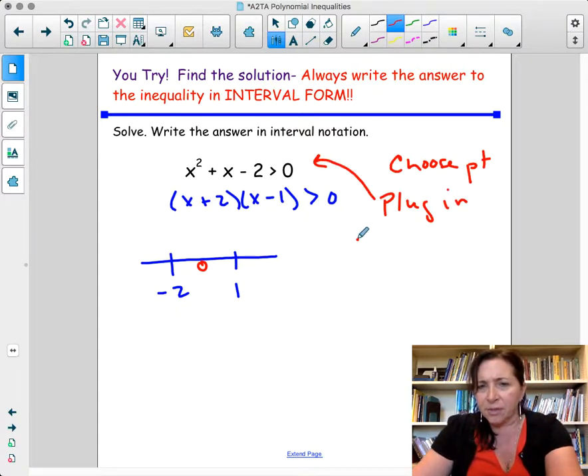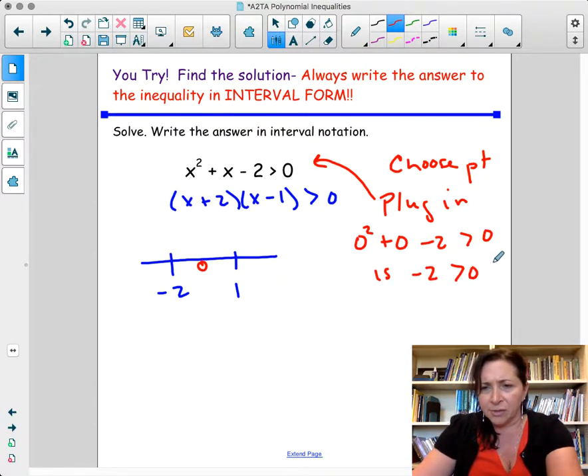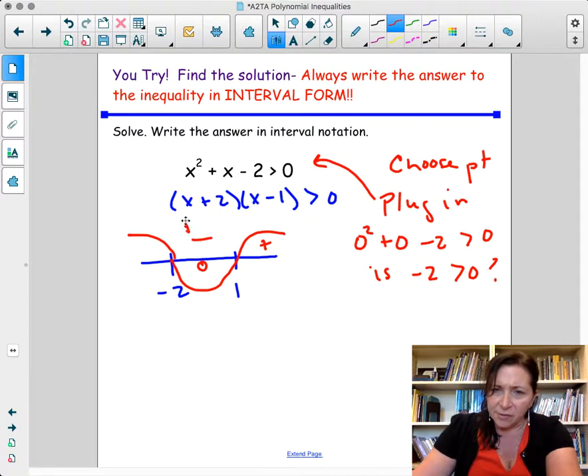I get 0 squared plus 0 minus 2 greater than 0. So you're asking yourself, is -2 greater than 0? Yes or no? -2 is not greater than 0, so this is false, meaning it's less than 0. So basically this is a minus, that's a positive, and that's because this is false, all right? And then this is true.